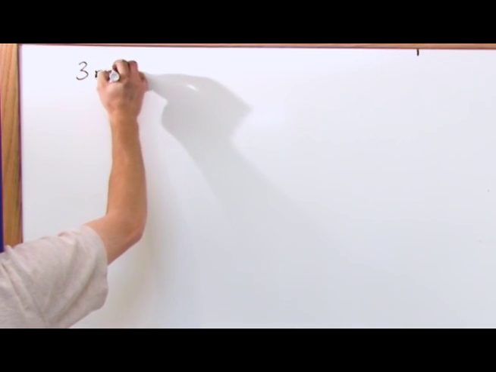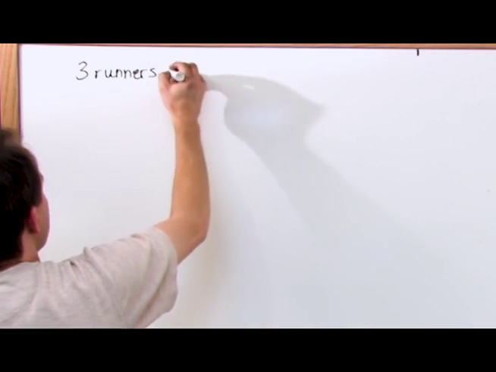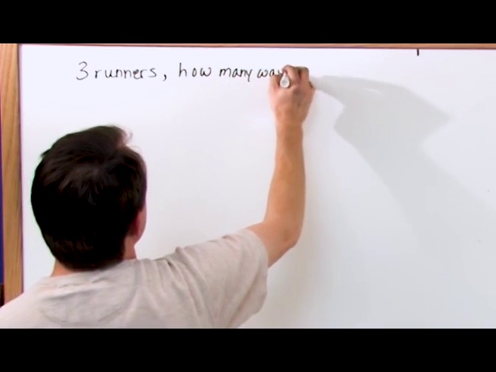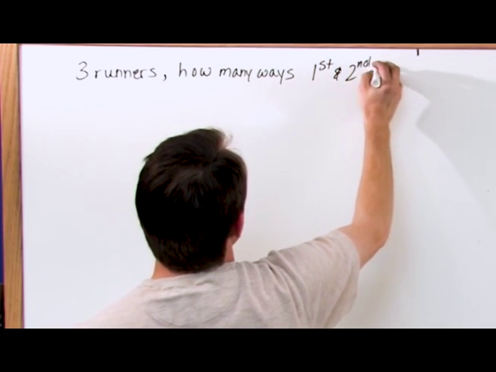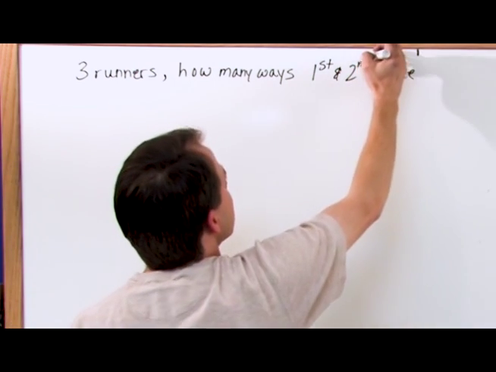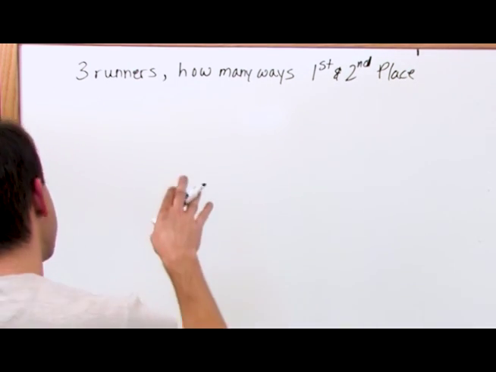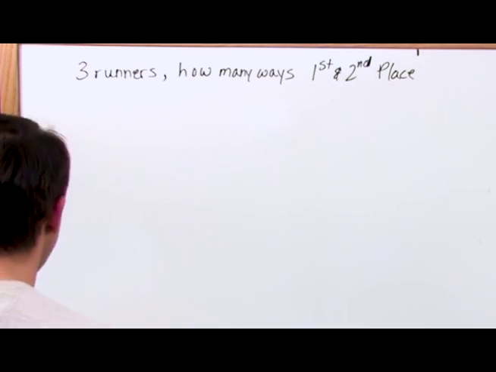Let's talk about a race. We have 3 runners. I'm going to do this really quickly because you just watched this section. 3 runners. How many ways can we get first and second place? First and second place. Now, you know this is a problem in permutations from the last section. And I'm going to show you the difference between this and a combination. This is a problem in permutations because there's a clear first and second place, and that's a big keyword that should tell you the order is going to matter.